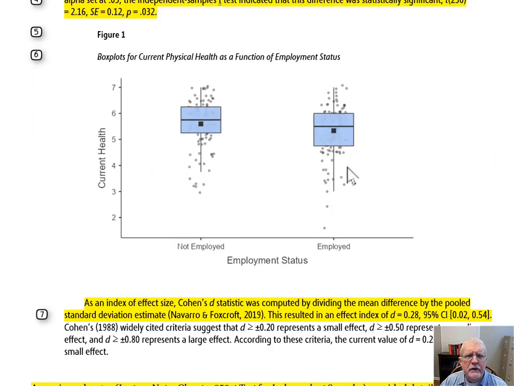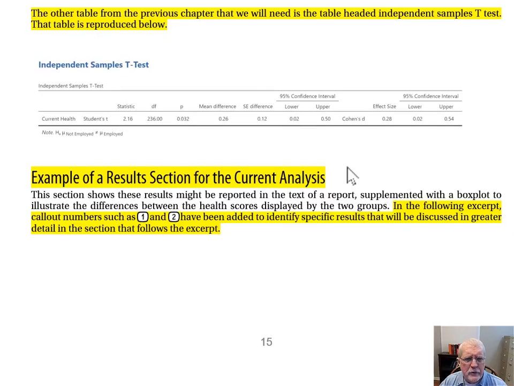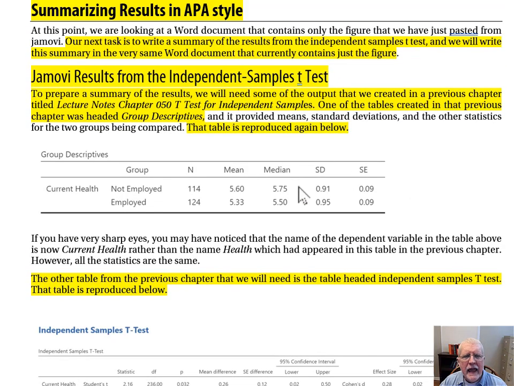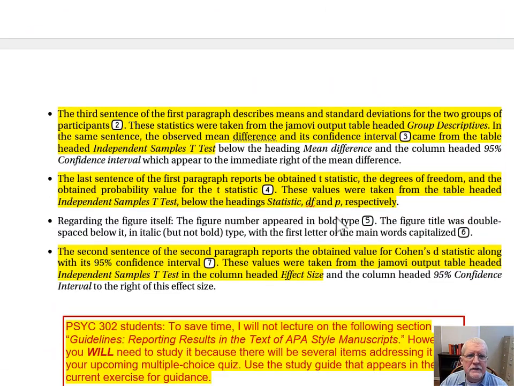Now, hang on, let's make sure we know what he's referring to. We scroll up. I'm on page 15 now. Oh, yes. Halfway down page 15, we have group descriptives. These are the mean scores that I referred to in the text. Mean for the not employed students was 5.60. The mean for the employed students was 5.33. Standard deviation for not employed was 0.91. Standard deviation for employed was 0.95. That's what I'm referring to. Let's scroll back down to page 17.